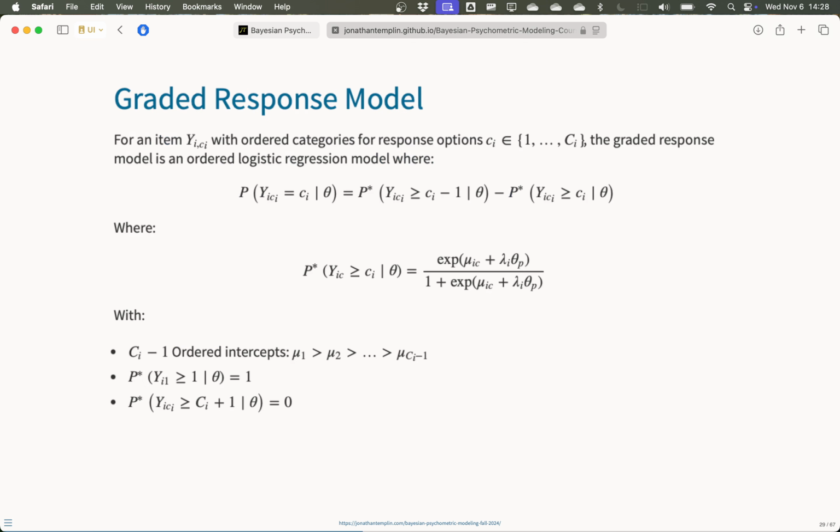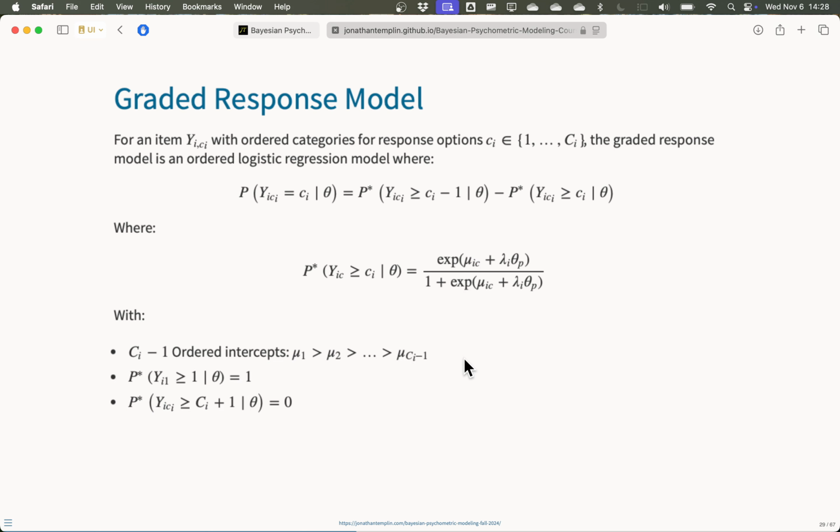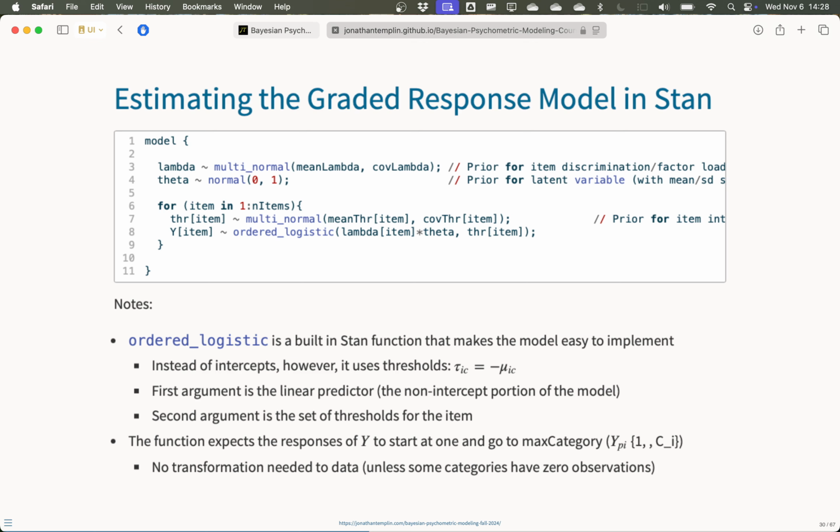So the parameterization that I showed you on this slide, we have to replace mu IC with negative tau IC, which also changes the direction of the inequality as well. But this is all taken care of for us in Stan. We don't have to do any additional coding to make this work.